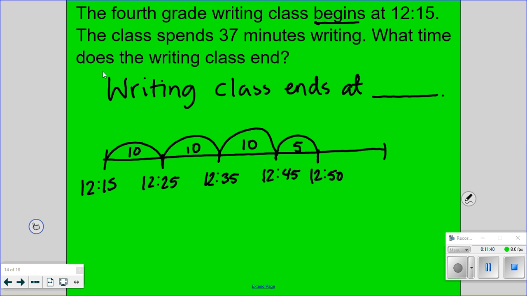What's left? Mason? 2 rocks. I don't do separate times after my rocks because they're too small. I'm going to put my time up here because I have a little more space. Mason, what time is that end time? 12:52. Very good. What time does writing class end? That is our sentence. Victor? 12:52. Fill in your answer sentence.